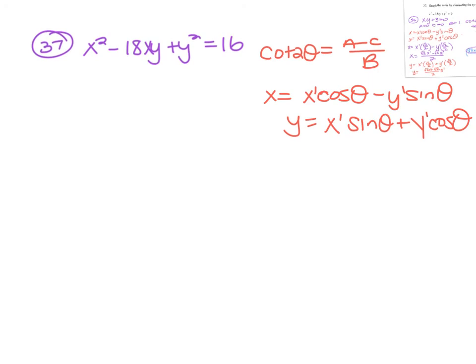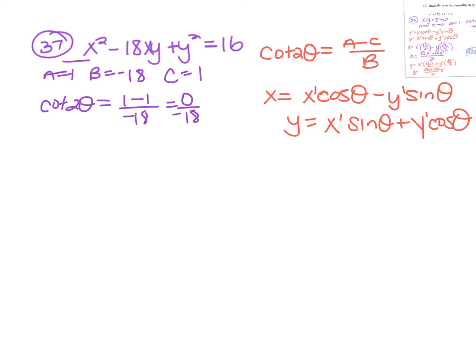So hopefully you remember the a is what's in front of the x squared, so in this case a is going to be 1. The b is what's in front of the xy, which in this case is negative 18. The c is what's in front of the y squared, which is in this case 1. So I would do that the cotangent of 2 theta equals 1 minus 1 over negative 18, or 0 over negative 18, which is 0. And then you'll also get a unit circle. Okay, so from that, cotangent of 2 theta is 0.